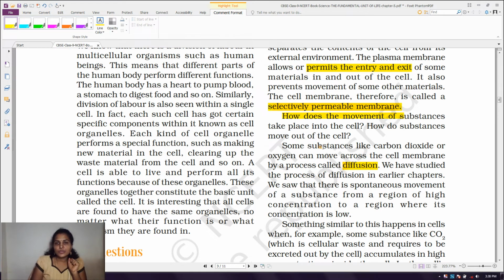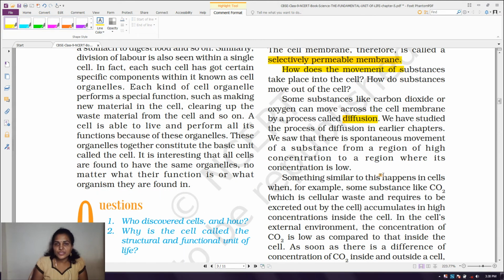Okay, so carbon dioxide or oxygen can move across the cell membrane by a process called diffusion. Okay, so here what is diffusion? It will penetrate this membrane and it will go inside or it will come out. Okay, so you can have a question how the gases exchange is happening through this semi-permeable membrane. So what is the name of the process? The process is nothing but diffusion.